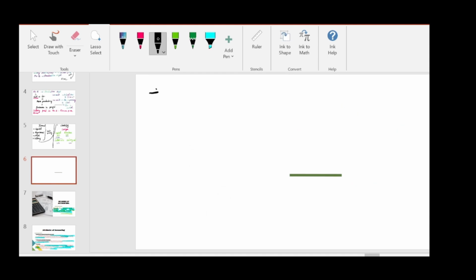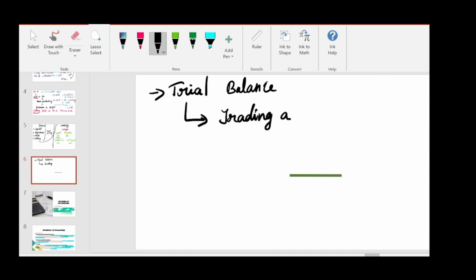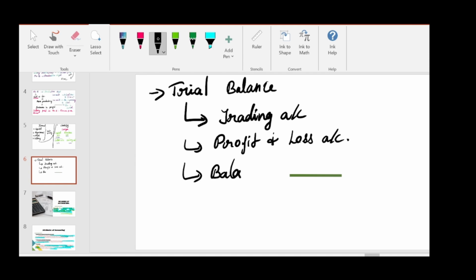I have to prepare something called a trial balance. From the ledger, I will record all the balances in my trial balance, and from this I will prepare my trading account, my profit and loss account, and then I will prepare my balance sheet. These are the financial statements of an enterprise.